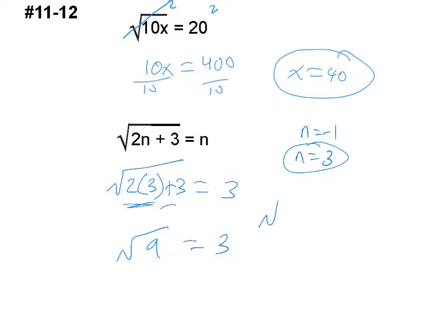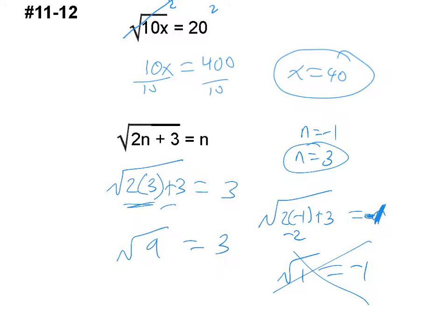Does negative 1 work? So I'll rewrite it right here. 2 times negative 1 plus 3 equals negative 1. Sorry, I should put a negative 1 there too. Okay, 2 times negative 1 gives us negative 2, plus 3 is 1. So I get the square root of 1 equals negative 1, excuse me. Does that work? Nope, not the same. Okay, and so the only solution that works for this situation is n equals 3.